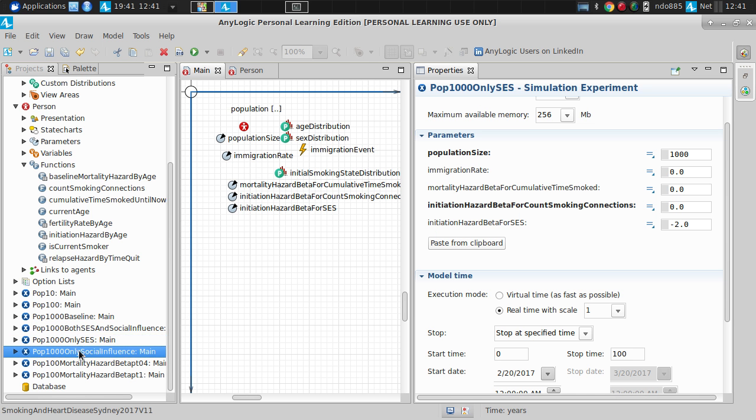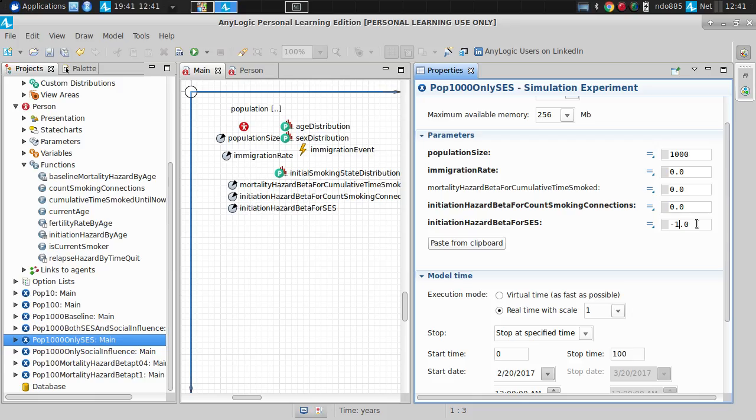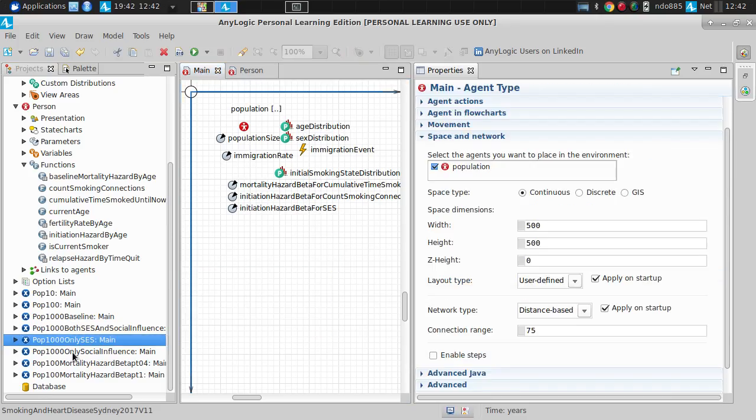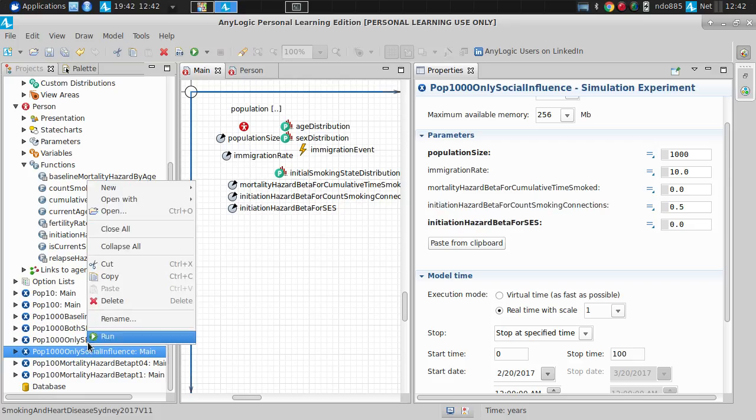Okay, here's only social influence. So by the way, I should return those parameters to the values. I changed them and I'd like to change them back. Okay, let's try that again. Boom. Okay, and now, let's change this back, the immigration rate, since we changed it, but we didn't mean to permanently change it. We were just exploring. Great. Now we'll look at only social influence.